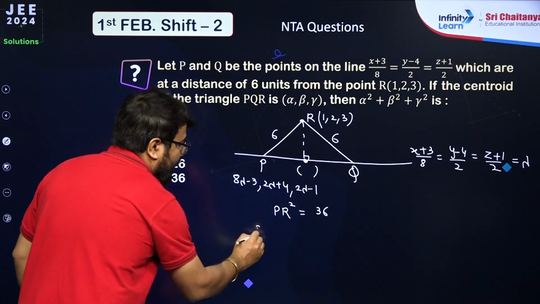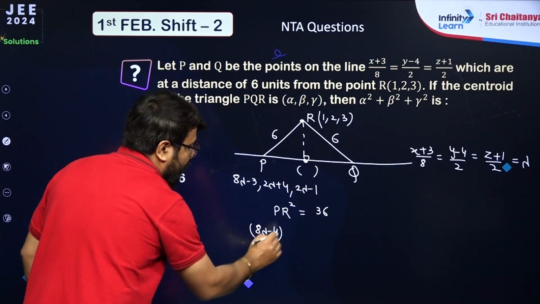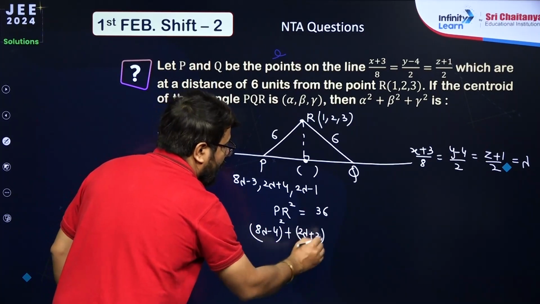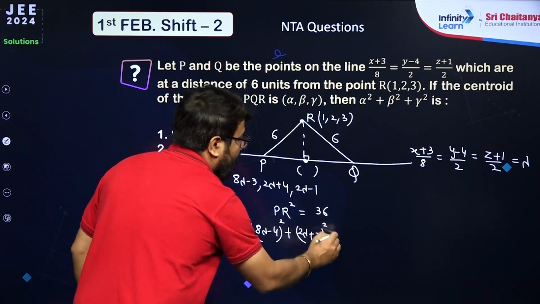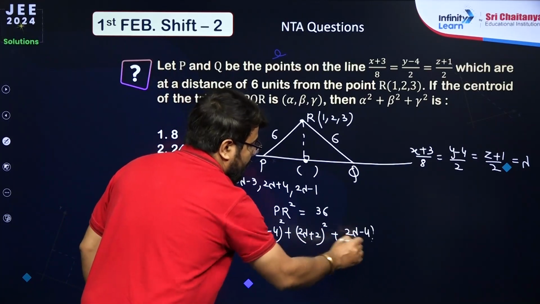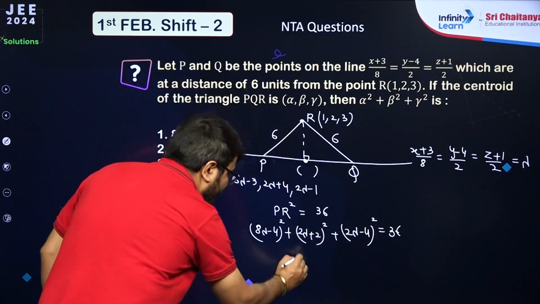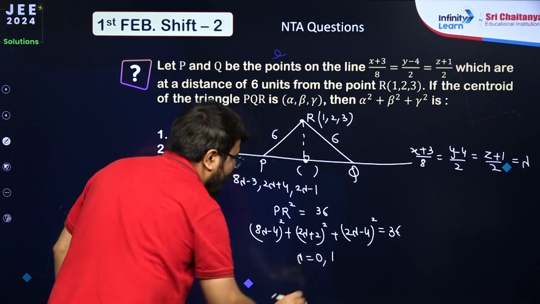How to write PR square distance? It will be 8 lambda minus 4 whole square, then 2 lambda plus 2 whole square, and then 2 lambda minus 4 whole square. And that is resulting into 36. From here, I am getting 2 different values of lambda. One is 0, other is 1.